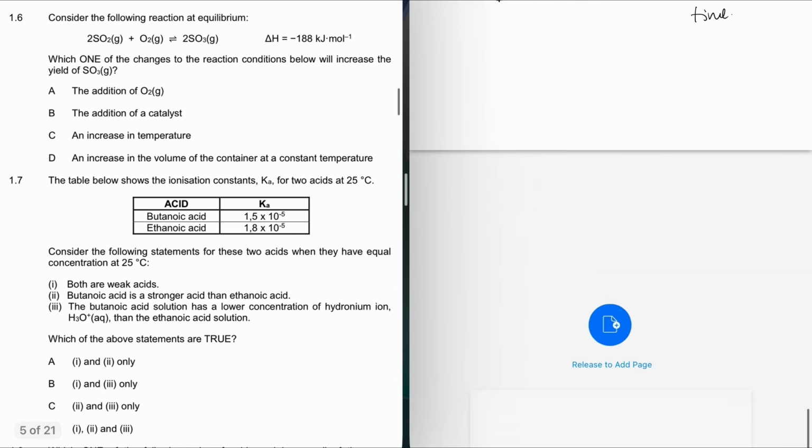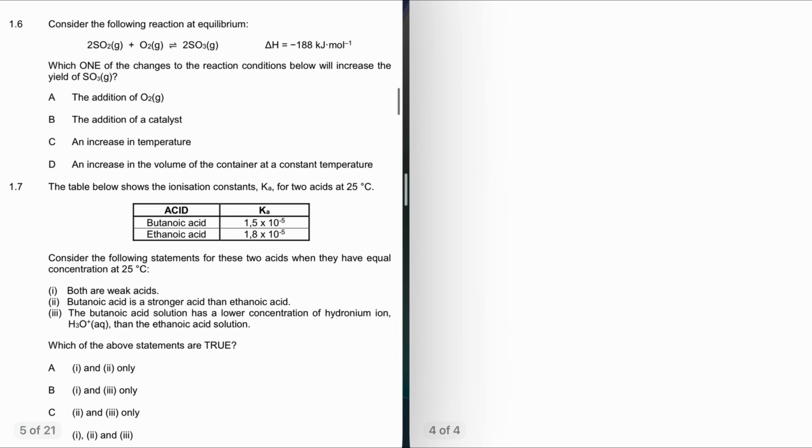Now let's take a look at question 1.6. 1.6 says, consider the following reaction at equilibrium. SO2 plus O2 gives us 2SO3. Delta H is negative. Which one of the following changes to the reaction conditions below will increase the yield of SO3? So first one, addition of O2. So let's take a look.